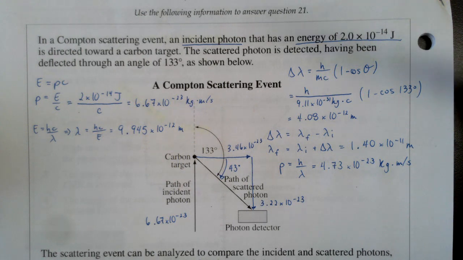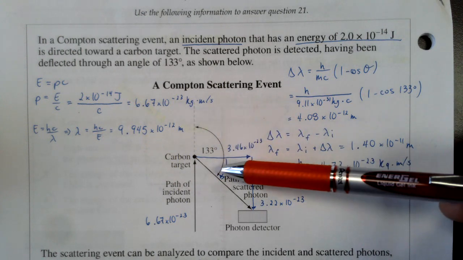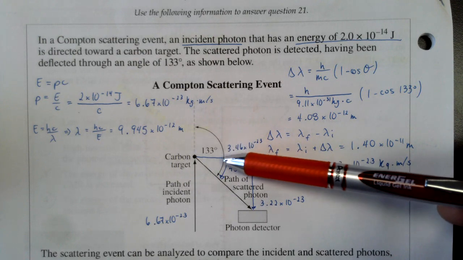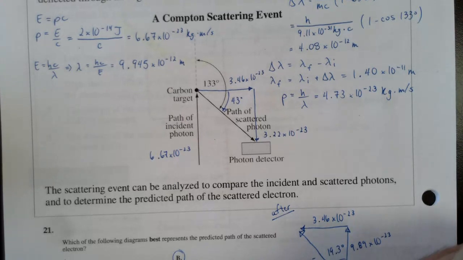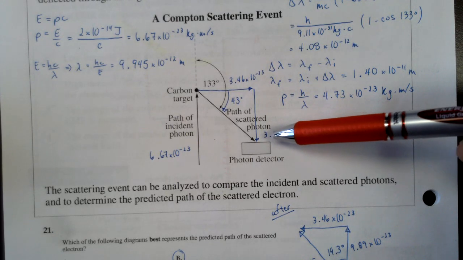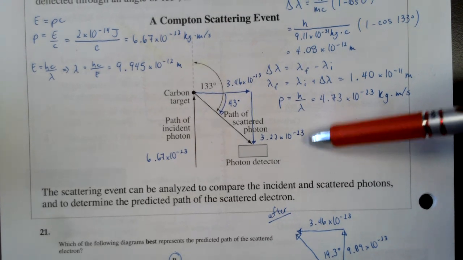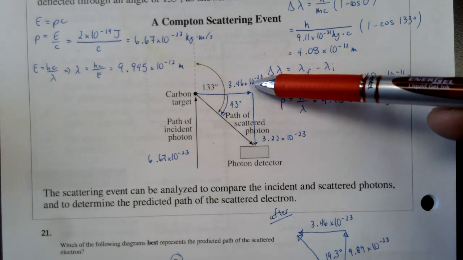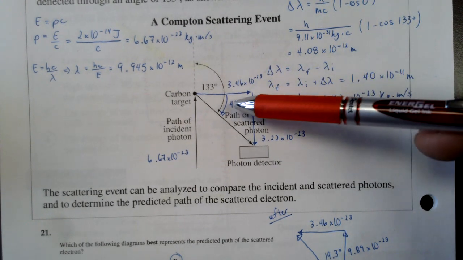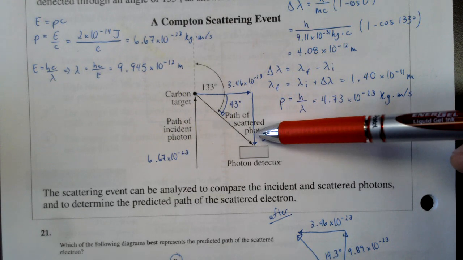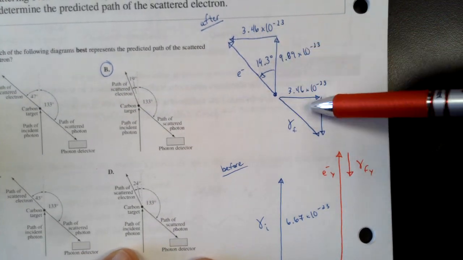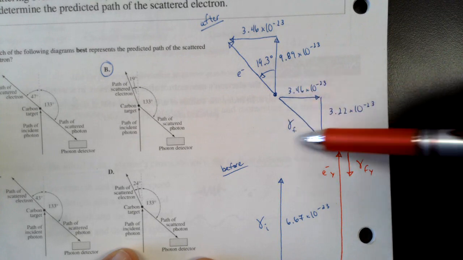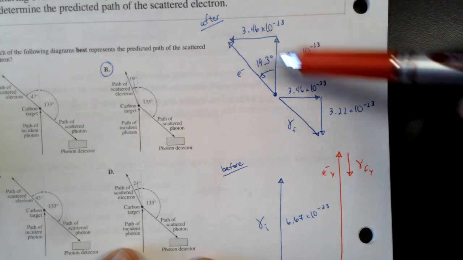Here's what happened next. This is 133 degrees here. I know that's 90, so I solved for this smaller triangle so I could write my components. This one here is 3.22 times 10 to the negative 23, 3.46 times 10 to the negative 23. Just using this and my cosine and my sine. And then finally, I realized that, again, the two x's have to cancel out. So this is the electron, this is my photon. The two x's are equal and opposite.